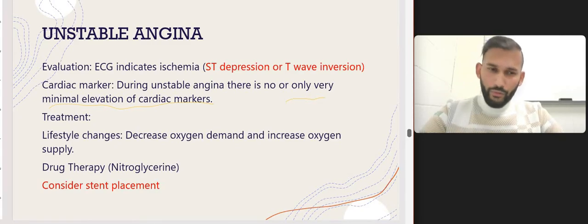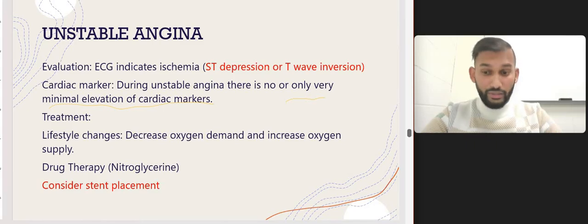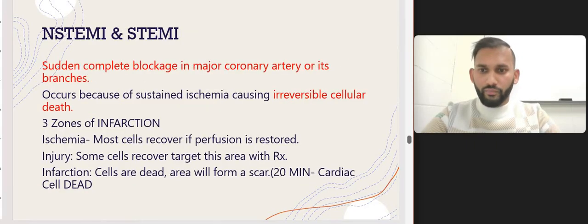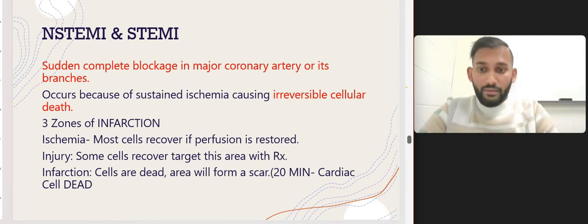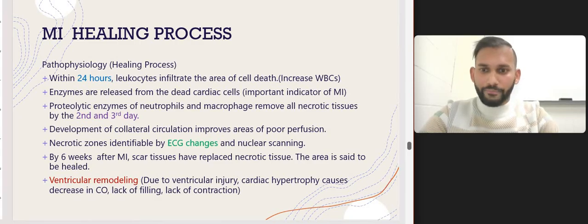For this, what do we want to do with both non-STEMI and unstable? Stent placement will be a really good idea. Non-STEMI and STEMI. Now, all of a sudden, that non-STEMI became STEMI, where we have a sudden complete blockage in the majority of the coronary artery branches. It can cause us to have ischemia, which can cause us to have death. So we'll have ischemia, injury, and infarction. We already talked about this, so we're not going to waste too much time on that.